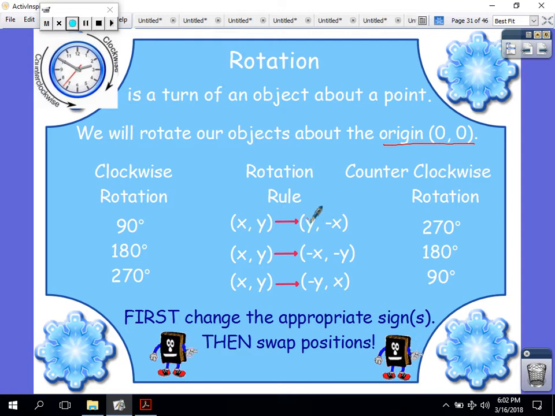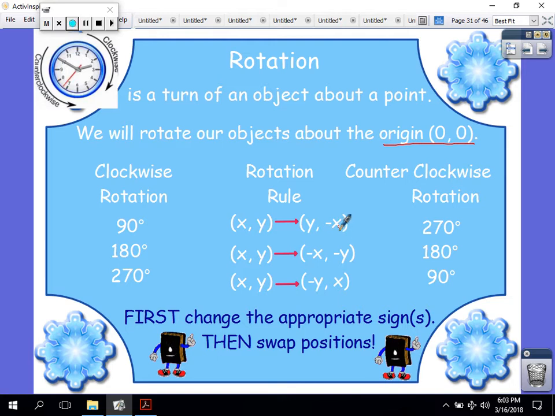There's a little switcheroo that happens here. The y value, you notice, is now written first. So this y value, whatever it is, doesn't change. It just becomes in the first position. It becomes the new x. And then our x value moves to the second position and it switches to its opposite. So there's like a double switcheroo here.